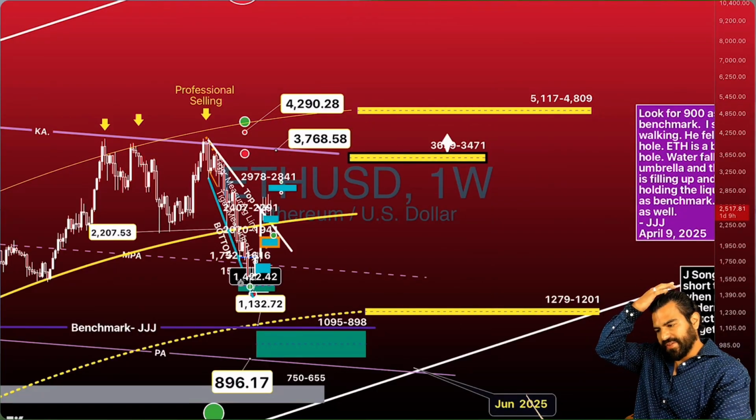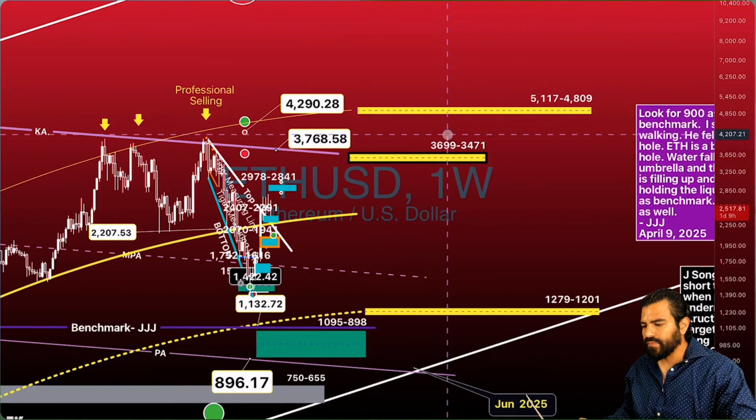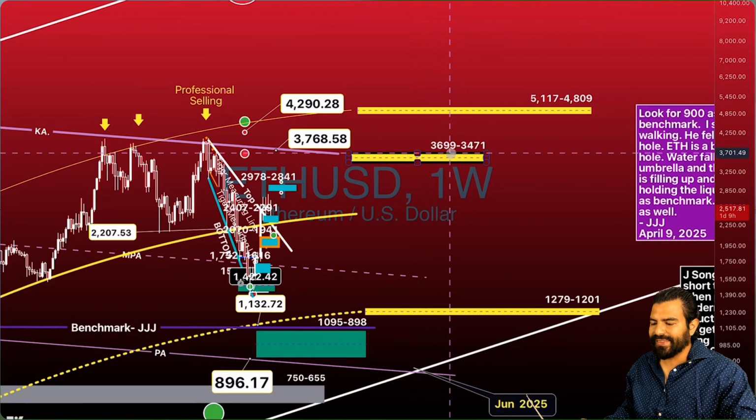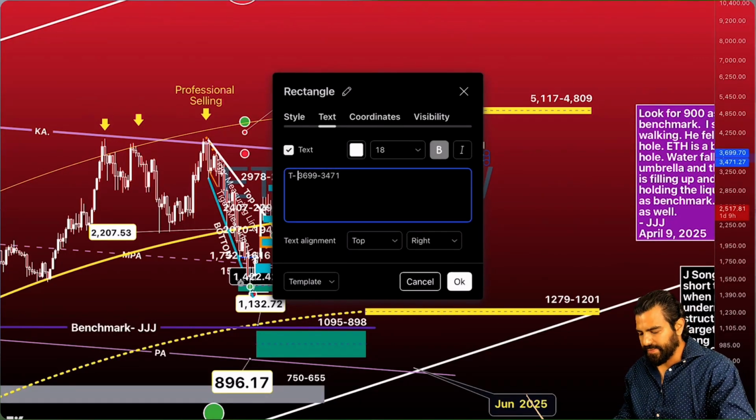Okay, so now we have something like this. This one with the black border is called a thunder cut. 3699, 3471. I'll add the word T cut.